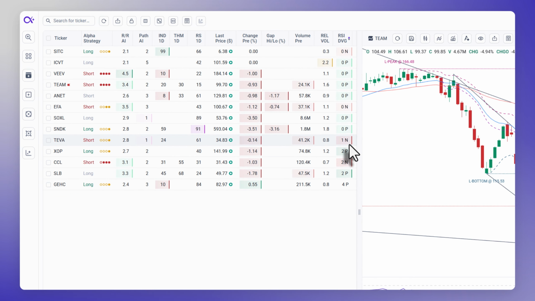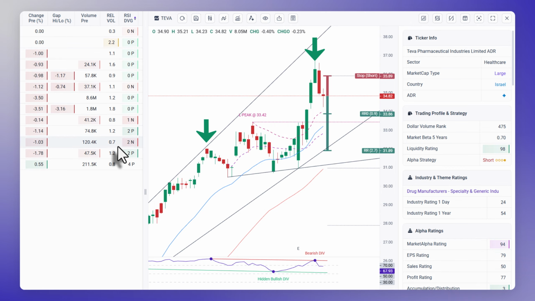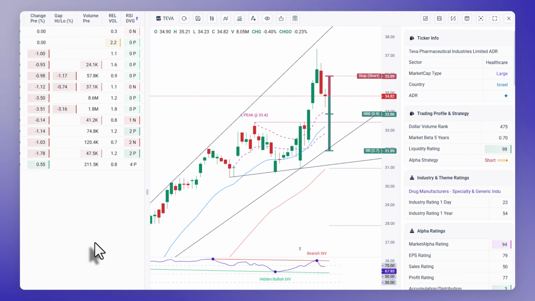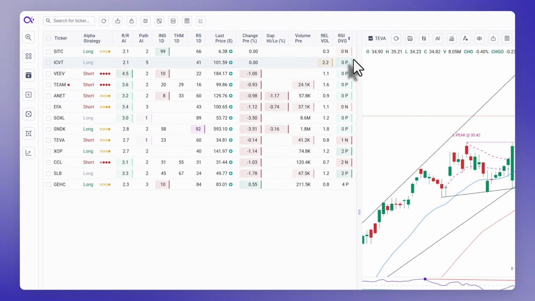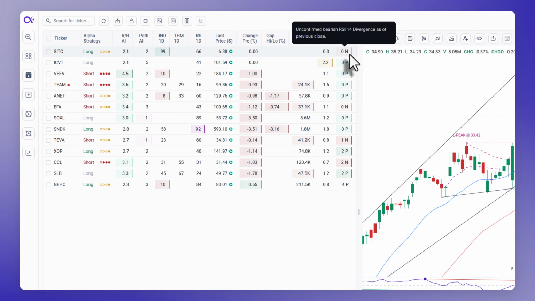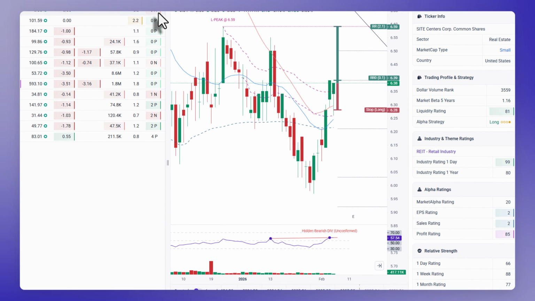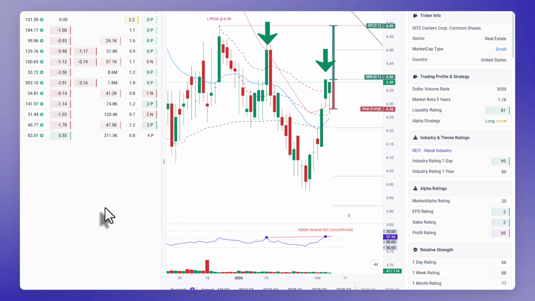TEVA shows 1N, which is 1 day since a confirmed negative divergence. Price made a higher high, while RSI made a lower high. This is a classic bearish divergence and an early warning signal. Finally, let's take a look at SITC. SITC shows 0N for negative unconfirmed divergence. Here, price could make a lower high, while RSI makes a higher high. So we have hidden bearish divergence in progress, and it confirms if it holds into the close.